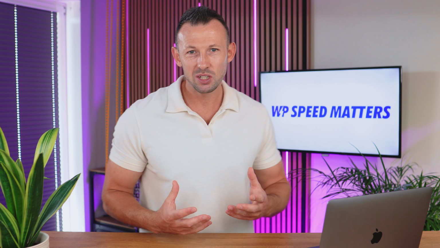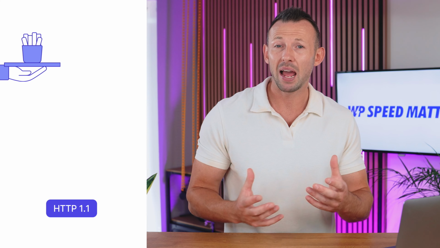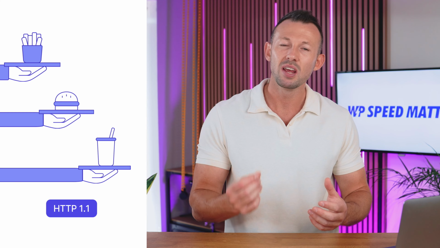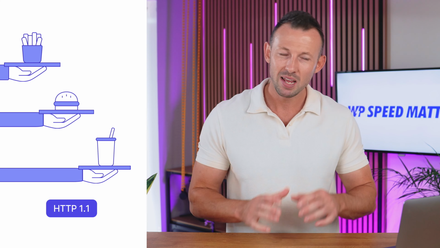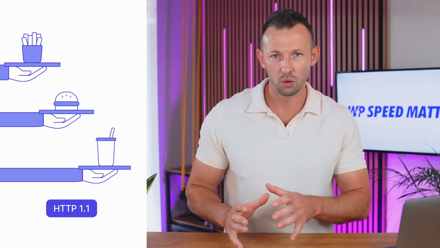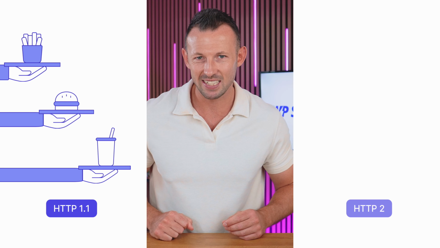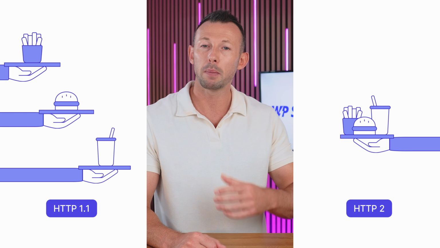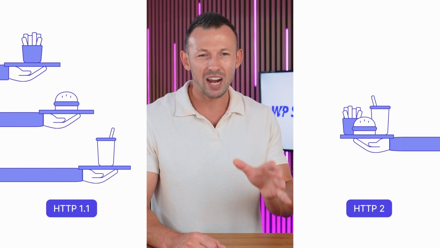Now, let's quickly talk about the journey of HTTP and how it's evolved over time. HTTP 1.1 was a massive improvement over its predecessor, but it had its limitations, primarily in how it handled multiple requests, which could lead to slower page loads. Then came HTTP 2, which introduced multiplexing, allowing multiple requests to be processed simultaneously, drastically speeding up the loading times.